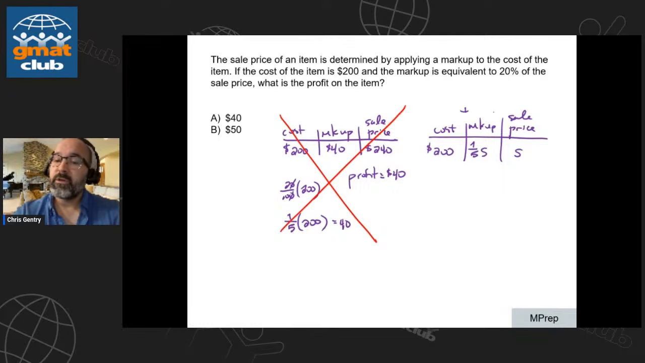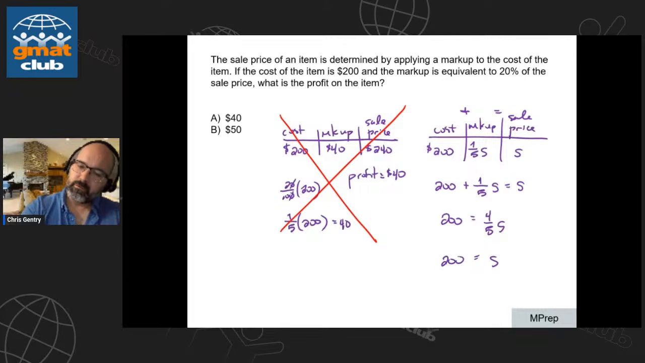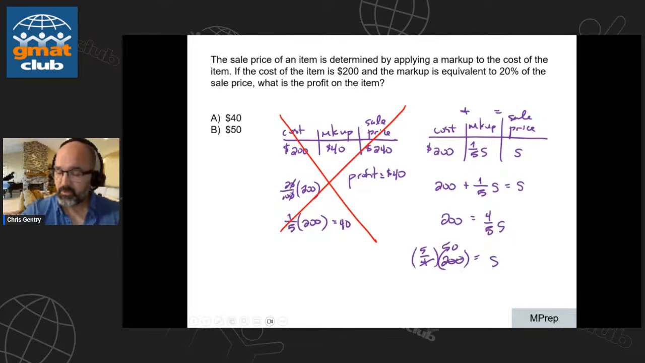Now we can build an equation. Cost plus the markup equals the sale price. 200 plus 1/5 of S equals S. Subtract 1/5 of S away from both sides. I'll have 4/5 of S. Solve for S. Multiply by 5/4 to both sides of this equation. 4 goes into 250 times. 5 times 50 is 250. And so my profit here will actually be $50.